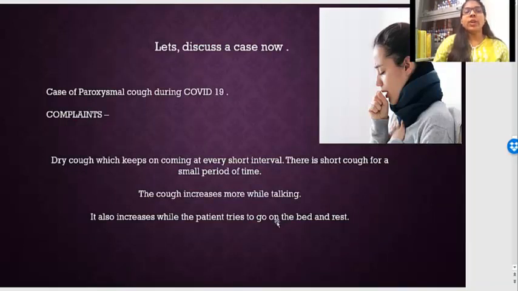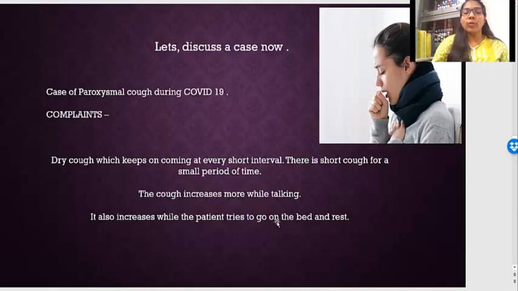So this is a case of cough during COVID-19. The complaints are dry cough which keeps on coming at every short interval. There is a short cough for a small period of time. The cough increases more while talking. It also increases while the patient tries to go on the bed and rest. So here the issue is regarding the cough. And what type of cough? It is paroxysmal. That is, short cough coming in every small period of time, repeating in every short interval.